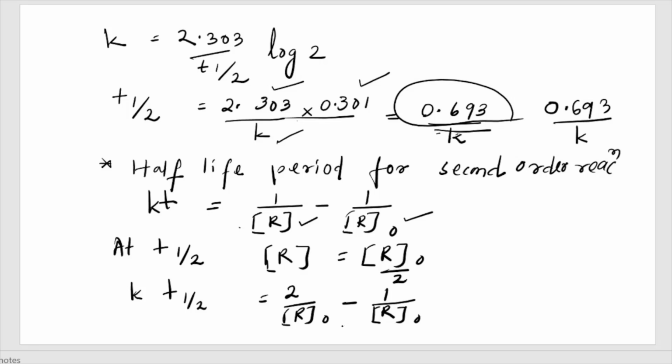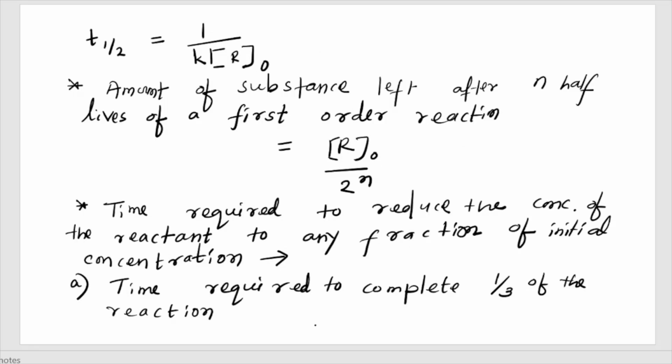You should put the molar concentration sign. That means 2 by R0 molar concentration minus 1 by R0 molar concentration. What is R0? Initial concentration. So T half equal to, after calculation, 1 by K R0. You remember this formula, though it is not so important. Zero order and first order are very important, but for competitive exams it may be important.